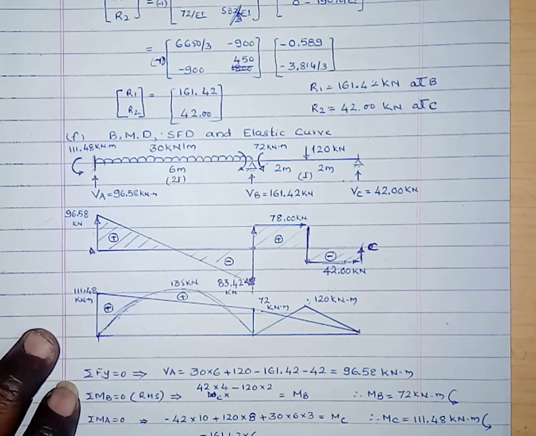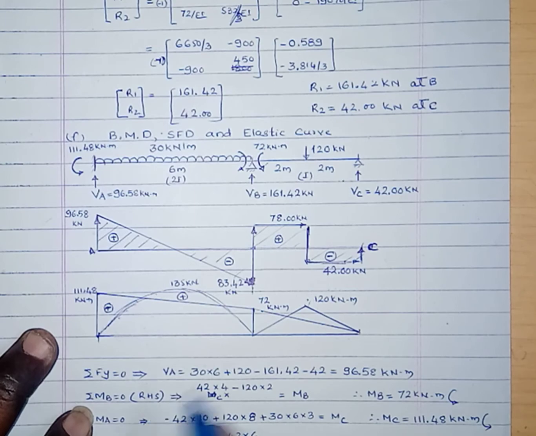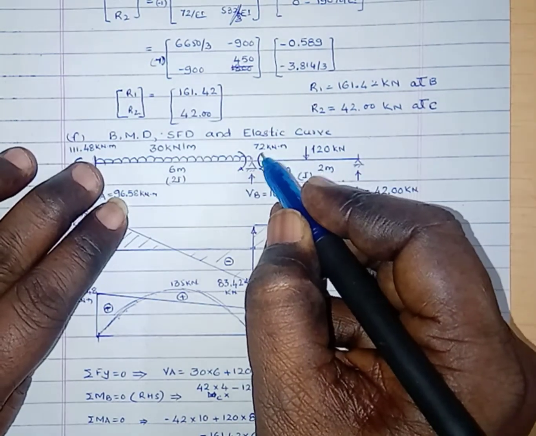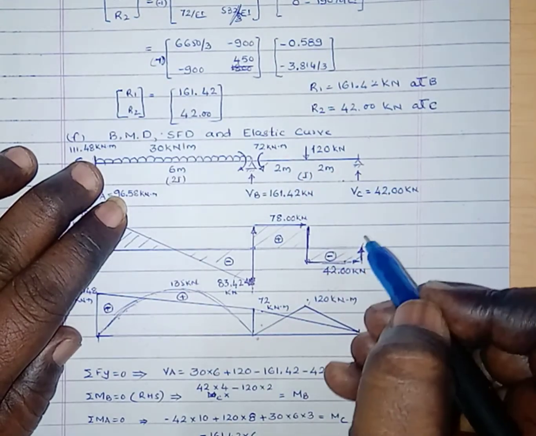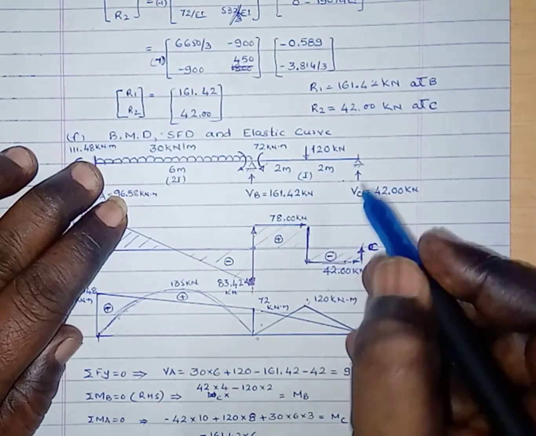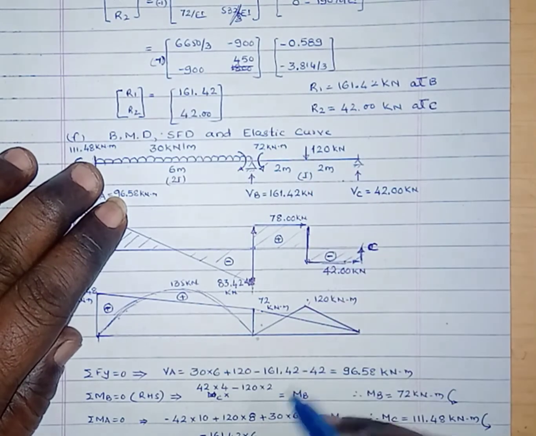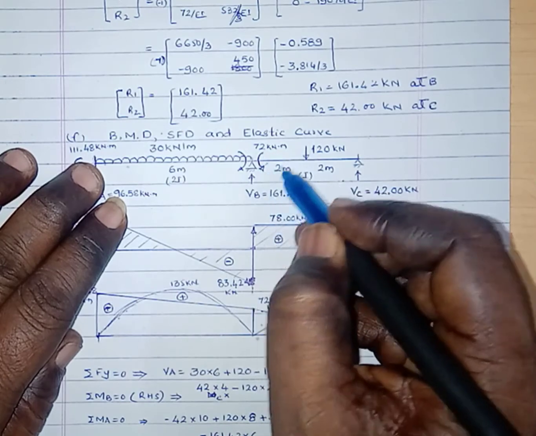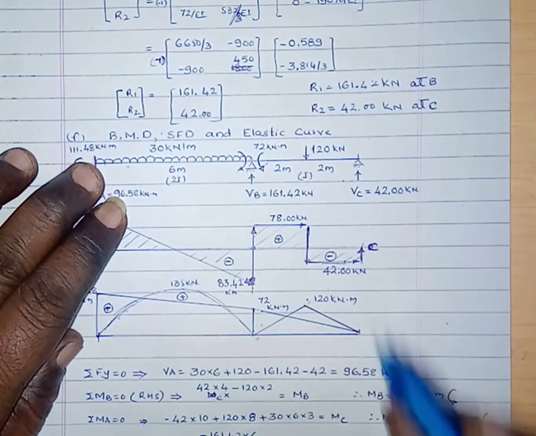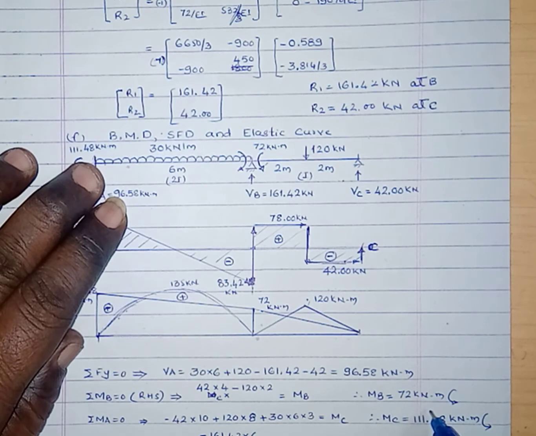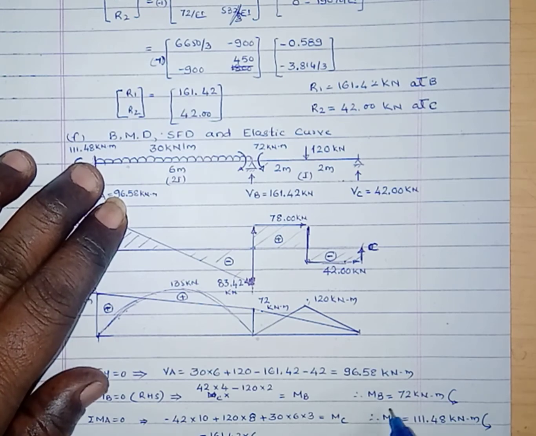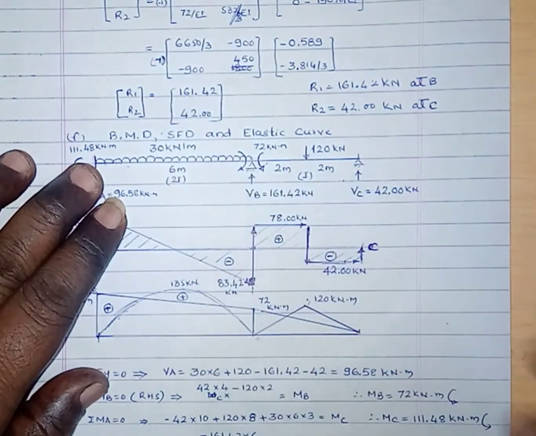Then here, by taking the moments of all the forces about B to the RHS to calculate this moment, that is 42 into 4, that is anticlockwise, 120 into 2, that is clockwise. Here we have assumed MB as anti-clockwise moment, hence MB equals 72 kilonewton meter. That is hogging moment, or the bending moment is anti-clockwise. This one is hogging.